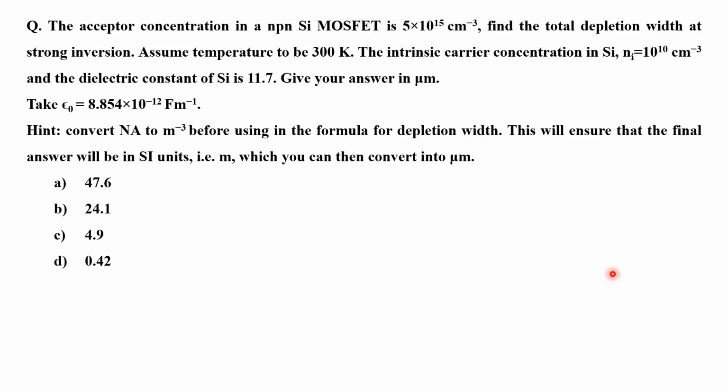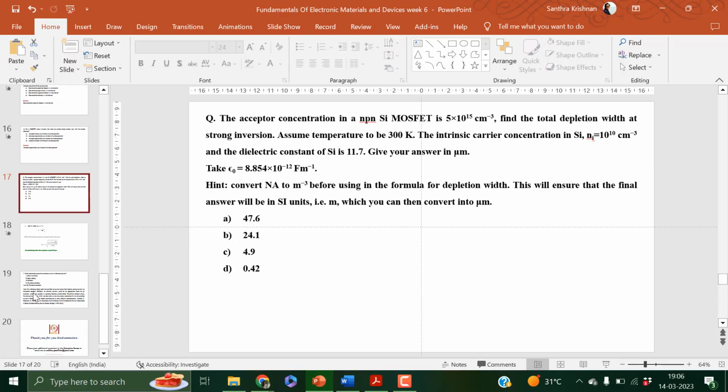Yes, ma'am. Option D, 0.4. I got 0.1419. That is 42. Yeah, you can approximate it as 0.42. Now I'll show the answer.